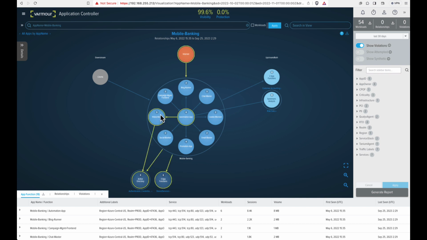In the application visualization, we firstly see the functions that comprise the major business application itself within the ring in the center. We can see the upstream dependencies over here to the right. We see the downstream dependencies to the left. In this case, downstream dependencies consist only of client systems. And we also see the infrastructure dependencies that are broken out down here to the bottom.